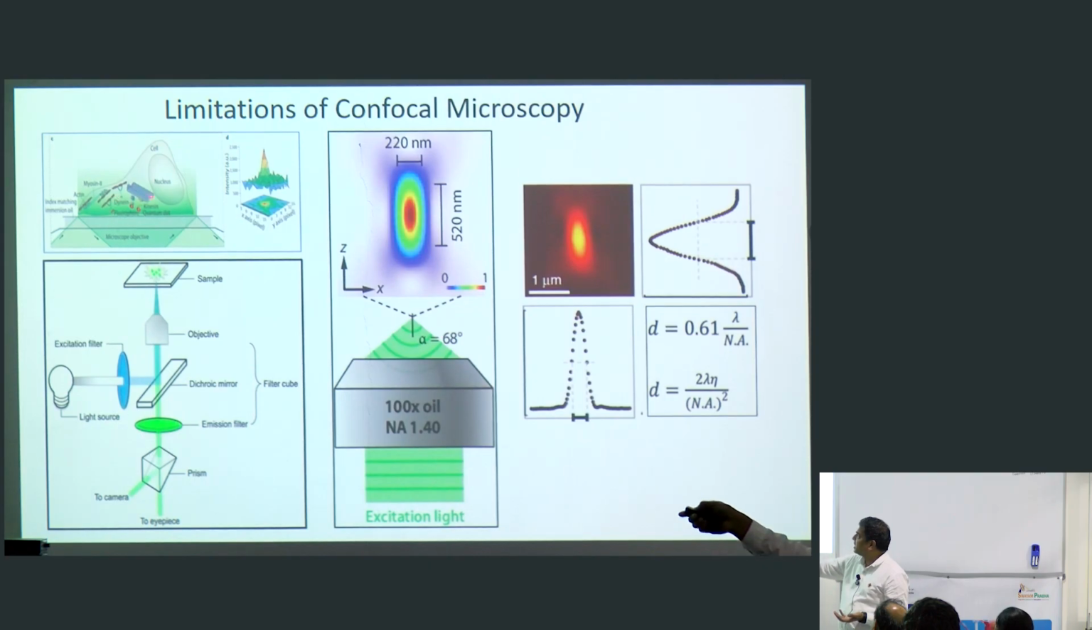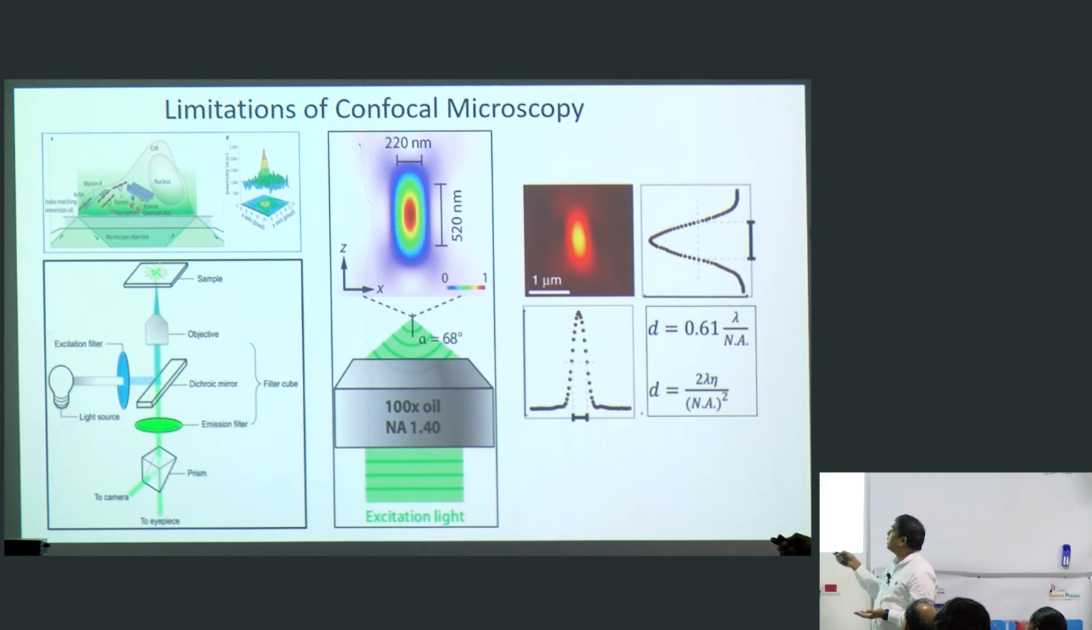So what happens here, whenever this light is shined on the sample, because of the diffraction limit, the fundamental laws of light, what could you end up with? You could end up with a volume of 220 to 250 nanometers in the lateral direction, which is the xy direction, and in the axial direction, as the light passes through, you have a 500 nanometer spot. What do you mean by this?